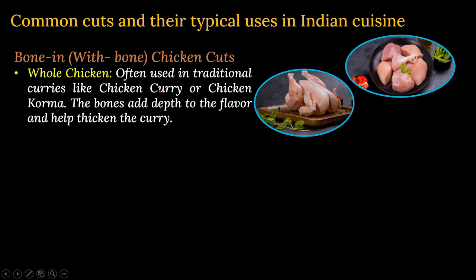Bone-in cuts, whole chicken. This is the whole chicken without skin. You can see, for Indian preparations, we can cut it into curry cuts, mainly used for chicken curry or chicken korma. They are cut into small pieces like this, curry cuts into chunks, and bones are used because they add flavor and taste to the gravy or the curry we are going to prepare. So that is one whole chicken with bone.